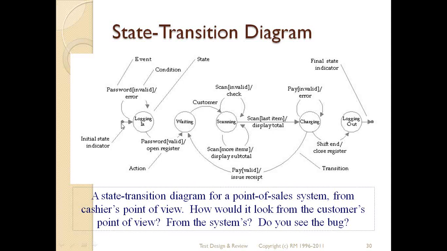Few things to remember: start state, initial state indicator, event, condition with that event, action the system will take. These are the different states that you can see, these small circles, and the different transitions that you see.